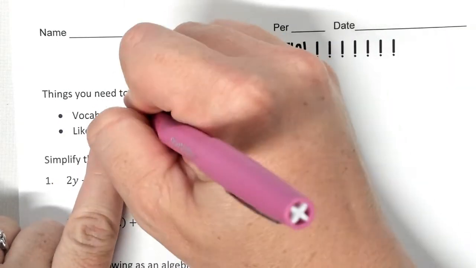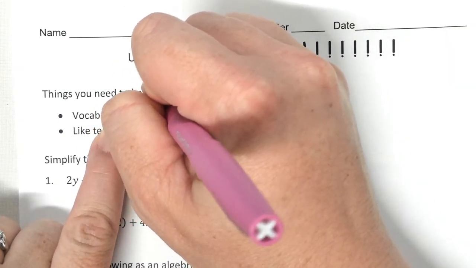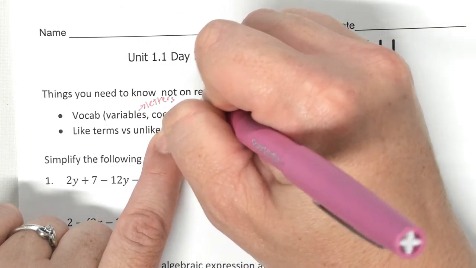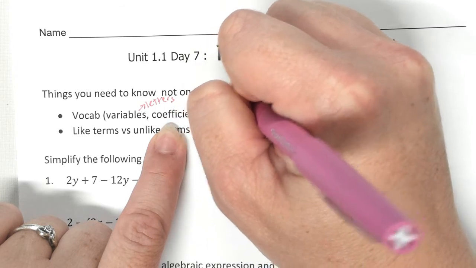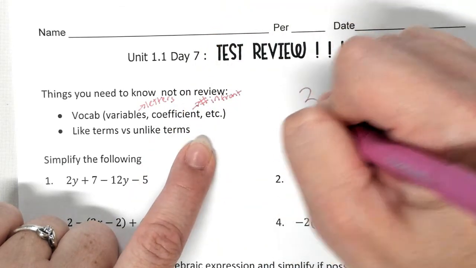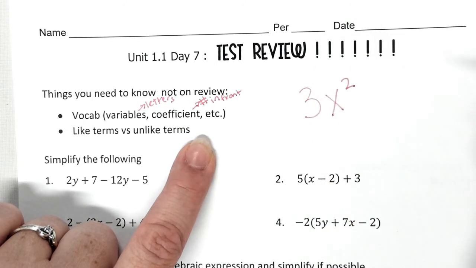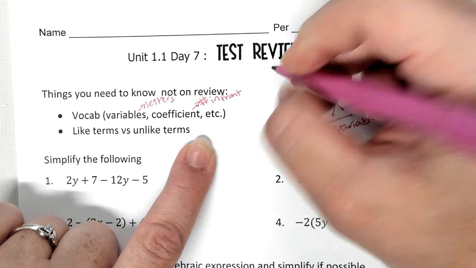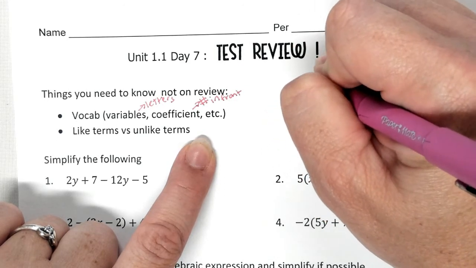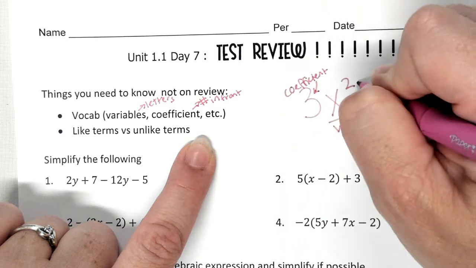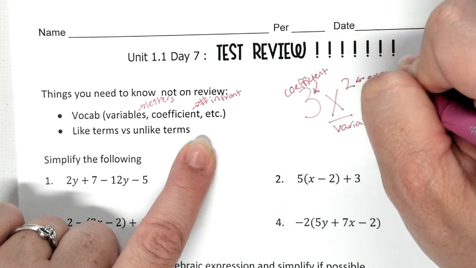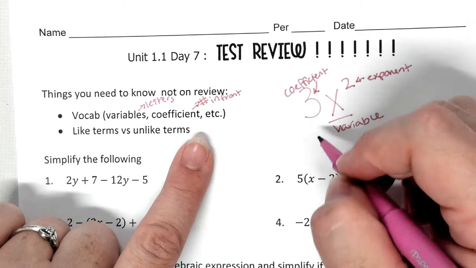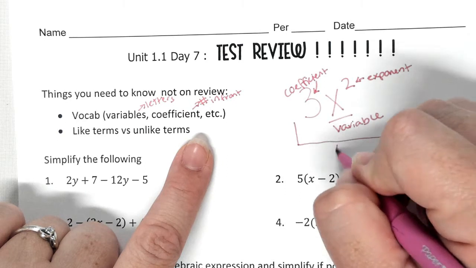Variables. Variables are your letters. Okay, coefficient is your number in front of letters. So if we had like 3x squared, this would be your variable, this would be your coefficient, and this would be your exponent. Okay, remember the whole thing is a term.